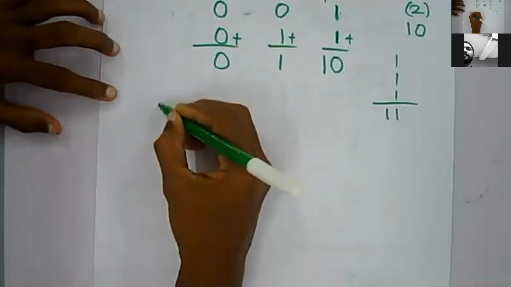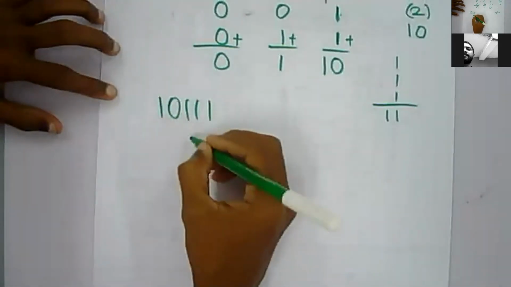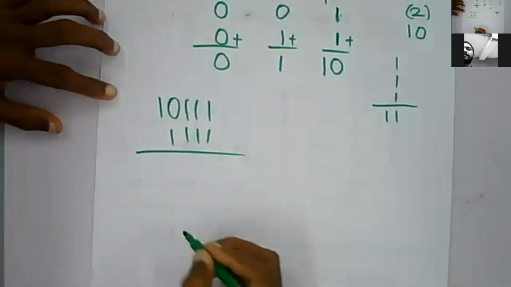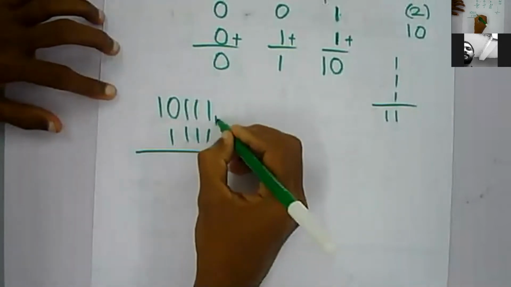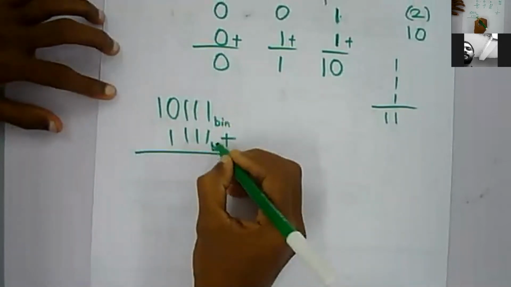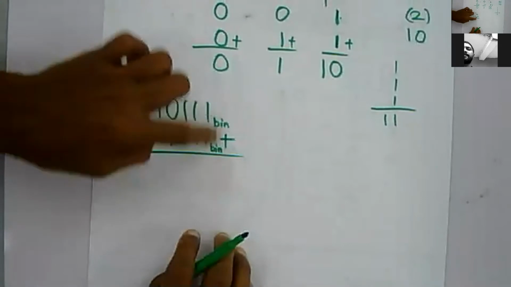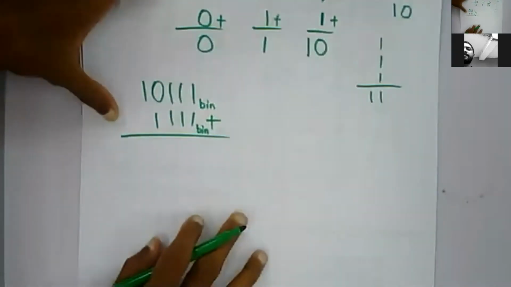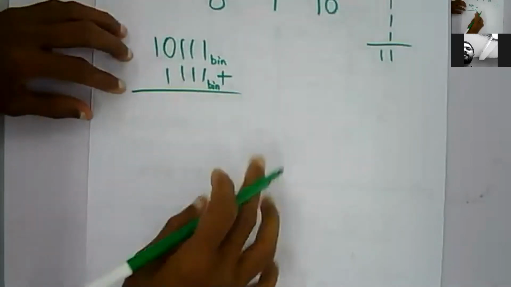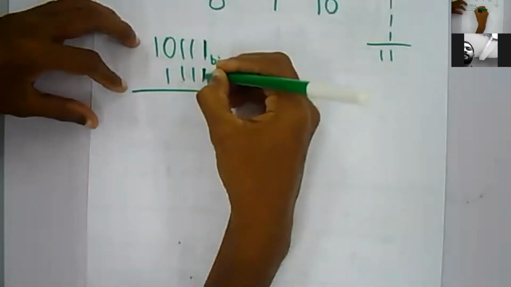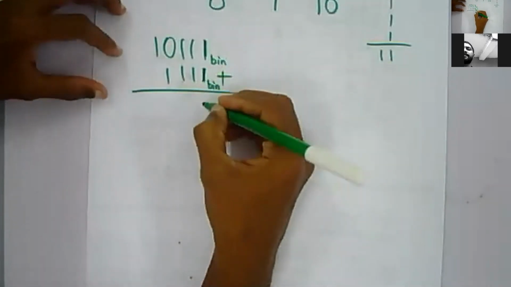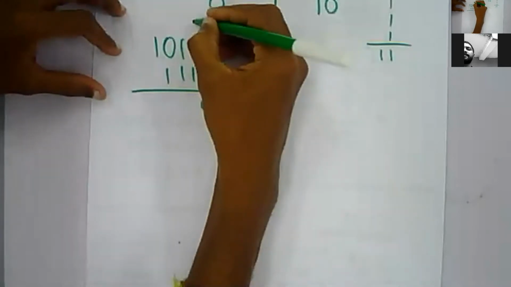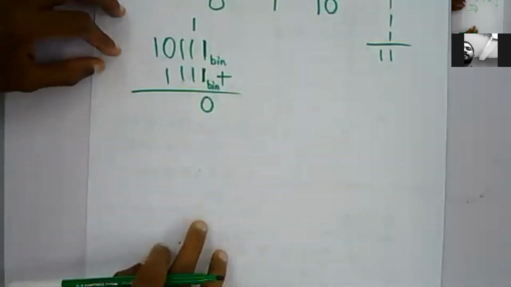For example, 1 0 1 1 1 plus 1 1 1 1, both binary, right? Remember, this binary is very important, right? Without that, of course, I need to put all binary there, it doesn't make any sense, right? So as I said earlier, 1 plus 1 is 1, 0. Am I right? I can put 0 and 1 will go as the carry to the next level.